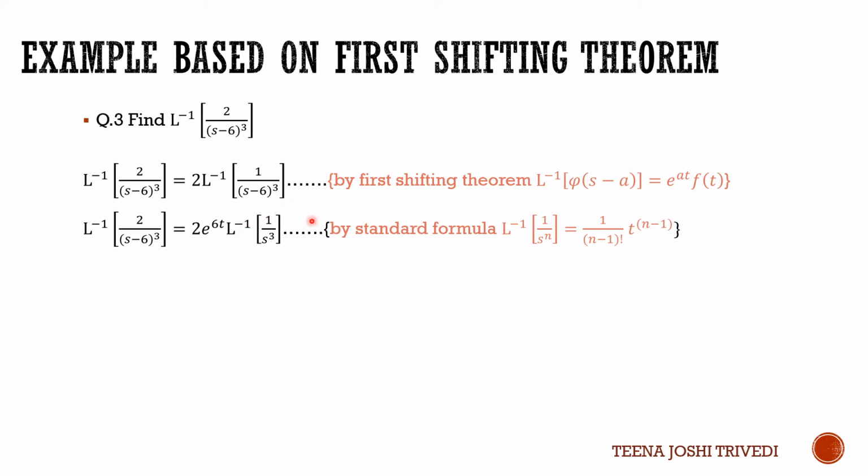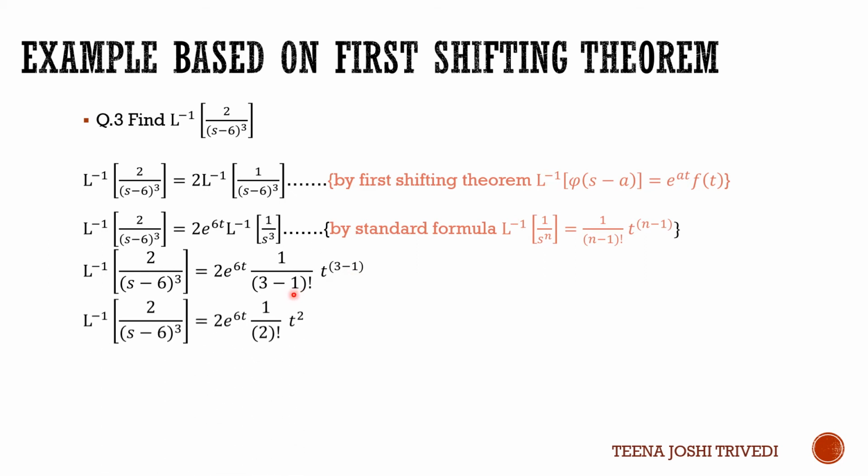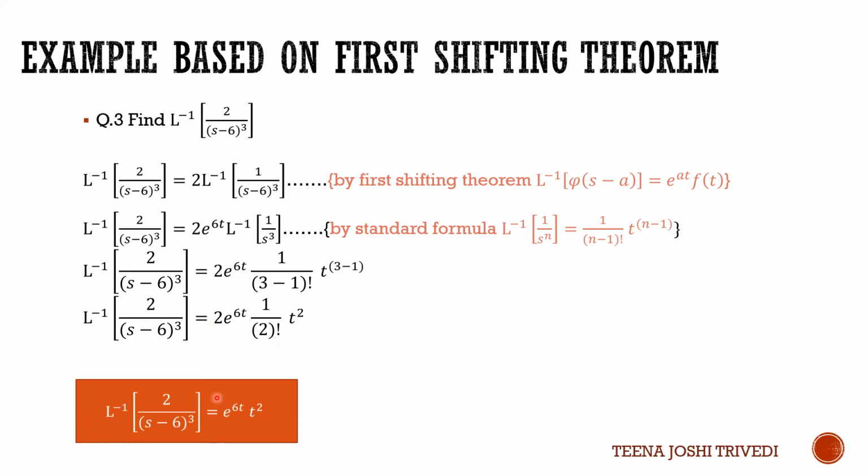Then we know that 1 upon s raised to power n in inverse Laplace transformation is t raised to power n minus 1 divided by n minus 1 factorial. So t raised to power 3 minus 1 divided by 3 minus 1 factorial, and the final answer will be t square upon factorial 2 with multiplication of 2 into e raised to power 6t. So Laplace inverse of 2 upon s minus 6 cube will be e raised to power 6t t square. So first of all we solve the s minus 6 term by using first shifting theorem and we apply the basic formula of 1 upon s raised to power n.